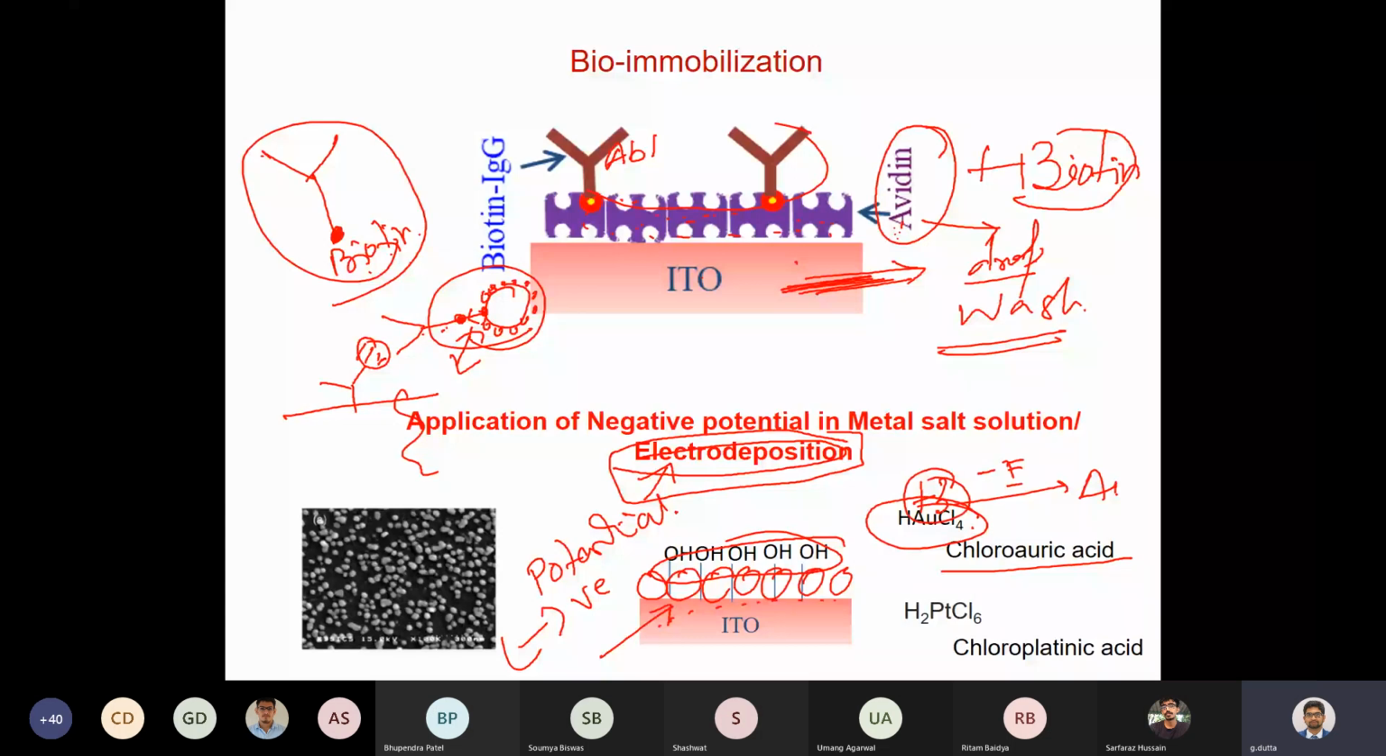So you have to take this electrode, and on the electrode you have to take a solution of the gold salt, like chloroauric acid. Then you have to apply some negative potential. When you apply some negative potential, then gold will form.